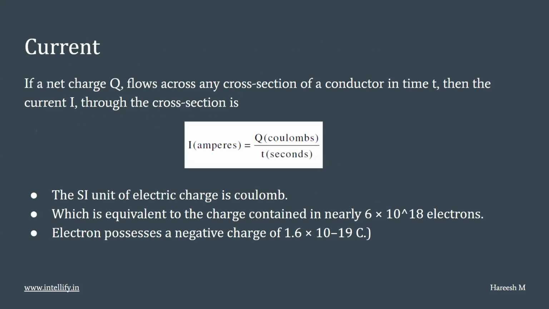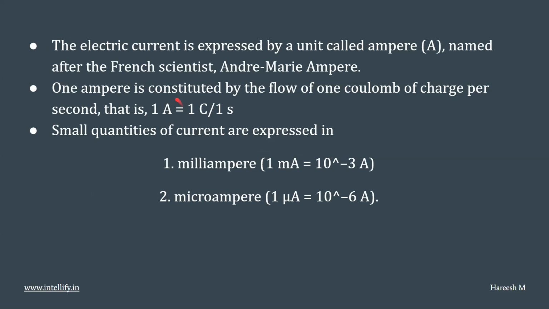If you recall, I said that the current I is equal to the net charge flown upon time. So here the net charge flown is 1 coulomb and the time is 1 second. If you divide these two, 1 coulomb upon 1 second, you get 1 ampere. So this is how you define 1 ampere: the flow of 1 coulomb of charge per second.